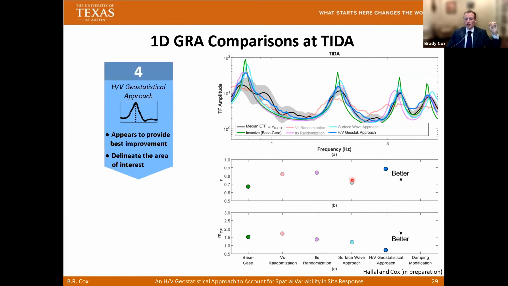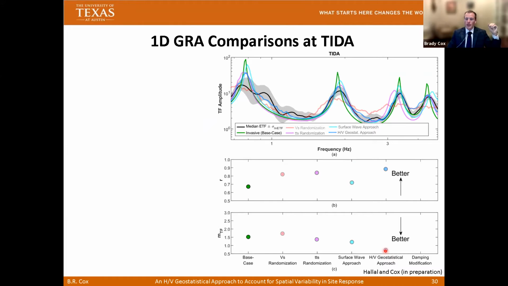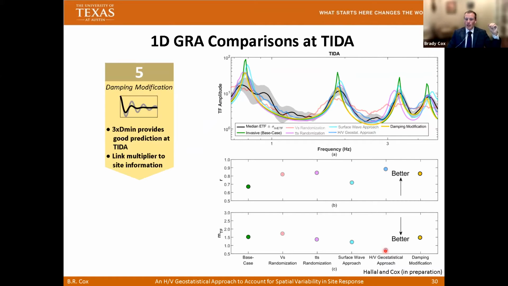With our H over V geostatistical approach, we get the best R value and the lowest transfer function misfit. So it performs extremely well. And when we do the damping modification, we increase R, but we do not significantly decrease the transfer function misfit. So again, there are kind of mixed results with damping modifications.